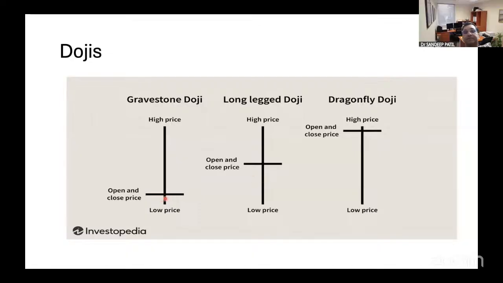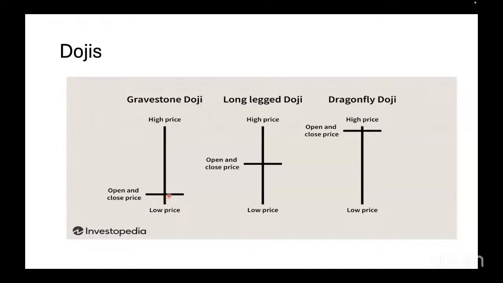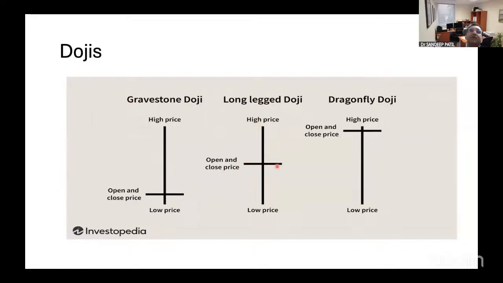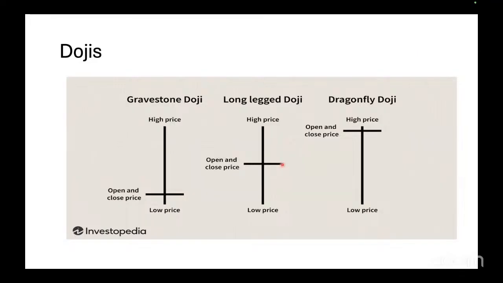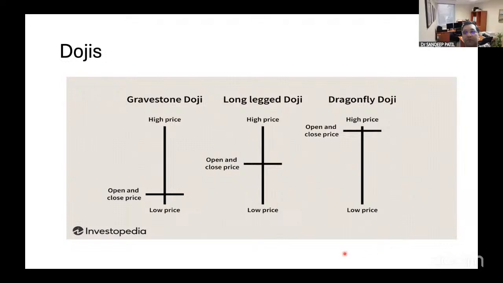While this is a long-legged doji, where the high price and low price are at both ends, the majority of trades are taken only at the center, at this point. So there is not much volatility here, and a lot of action takes place only in a very narrow range. That's why it is indecisive.